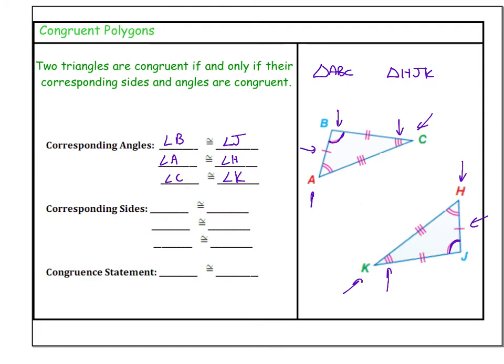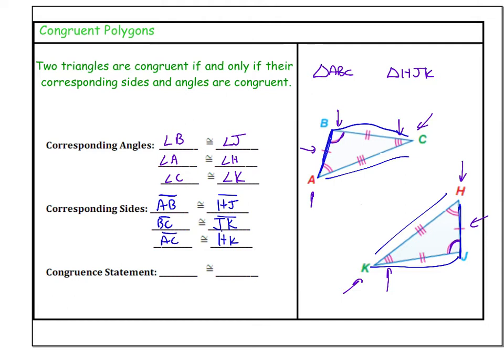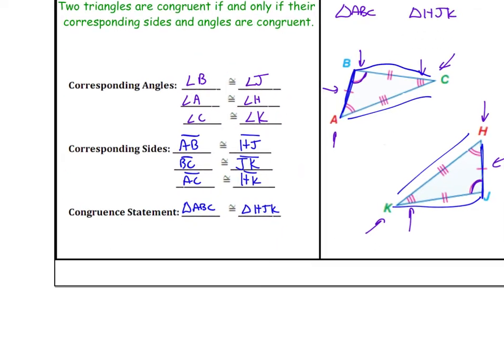Now, sides are very similar. If I look at AB, AB matches up, and I'm going to put the little segment there, to HJ. And if I look at side BC, that's going to match up to JK. And if I look at this final one, AC, that is going to match up to HK. So my final congruent statement is going to be triangle ABC congruent to triangle HJK.